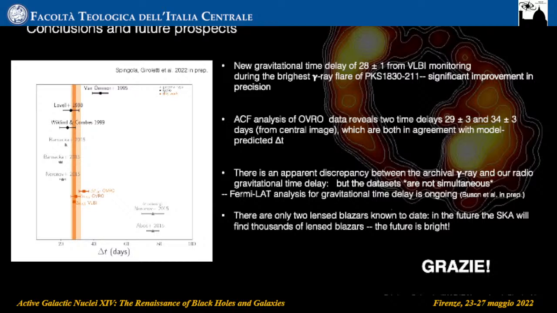And finally, we only know two lensed blazars. So any conclusion that we can achieve with these two systems cannot really be extrapolated to the entire population. But the SKA and SKA VLBI are predicted to find 10^5 lensing systems, and among them there will be thousands of lensed blazars. So the future is bright for this kind of application.